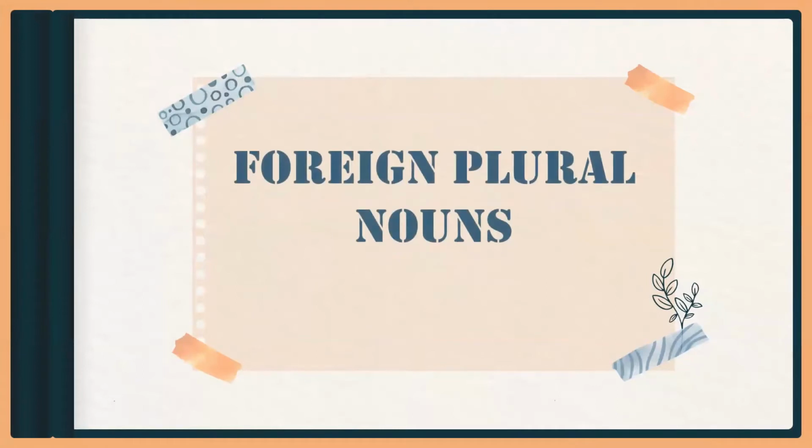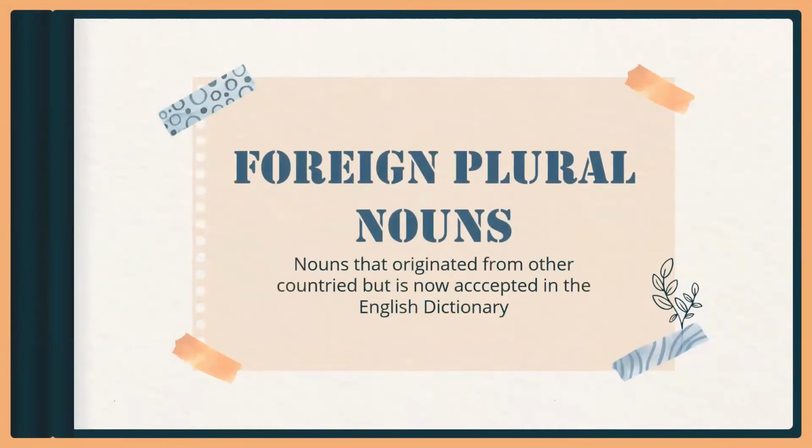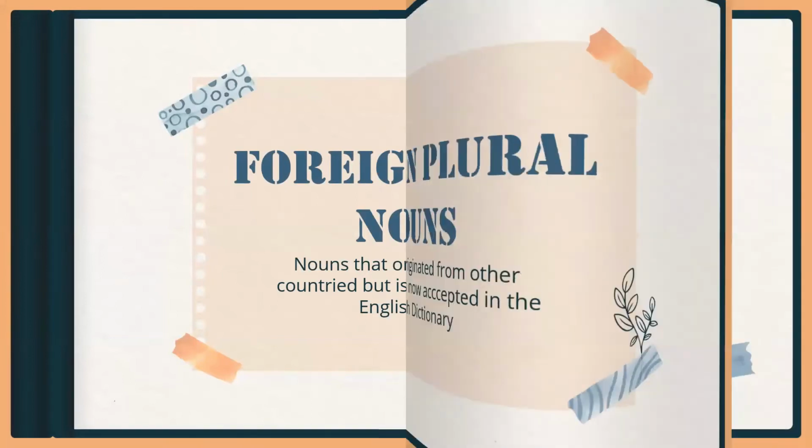Now, let's move on to the foreign plural nouns. The reason why we call these foreign plural nouns is because they originated from the other countries and is now accepted in the English dictionary. So there are 6 major rules, and I'll add one more which are not following the 6 major rules. Let's talk about the other 6 rules first.